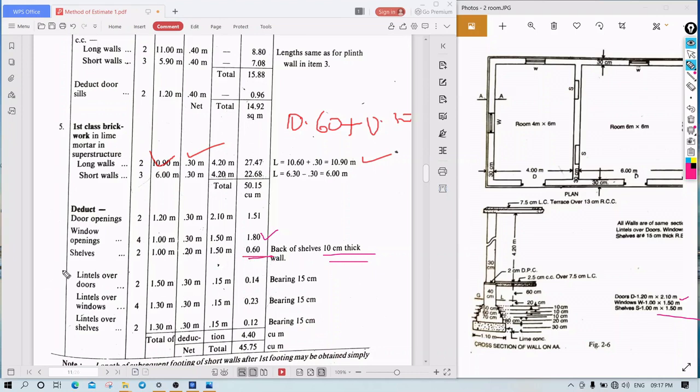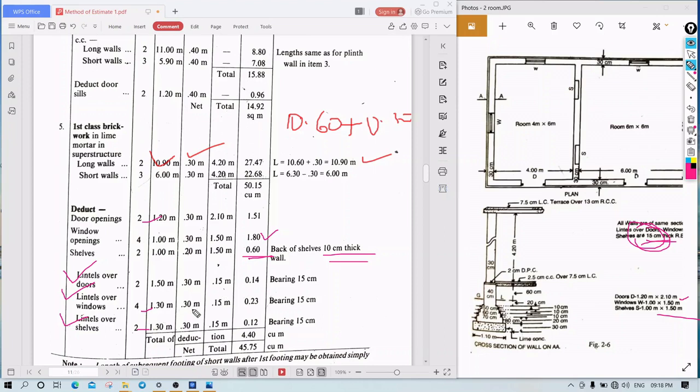And then all the lintels: lintel over doors, lintel over windows, lintel over shelves. How many lintels over doors? 2, 4, 2. They have given the dimensions, that is 0.15 meters thick. 15 centimeter thick they have given. So the thickness, the height or depth, we have to keep the same value, 0.15. 1.50 is the length of the lintel, breadth of the wall is 0.30.